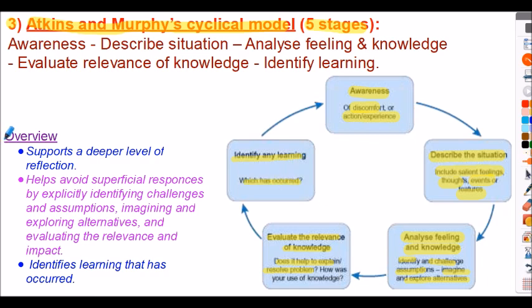In overview, this model supports a deeper level of reflection. It tends to avoid superficial responses by explicitly identifying challenges and assumptions, generates and explores alternatives, and evaluates the relevance and the impact of these. The model had a specific stage for endeavouring to identify learning that has occurred. So a third model for your reference.